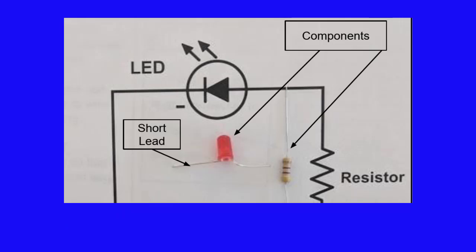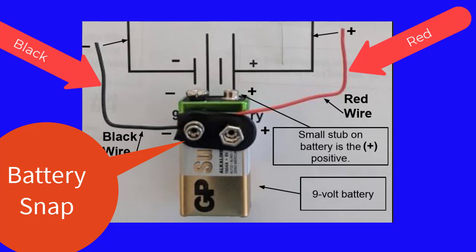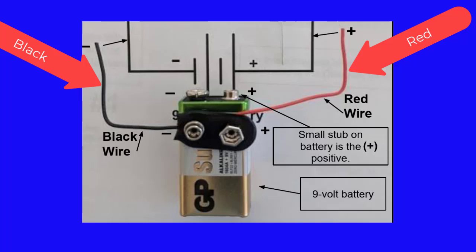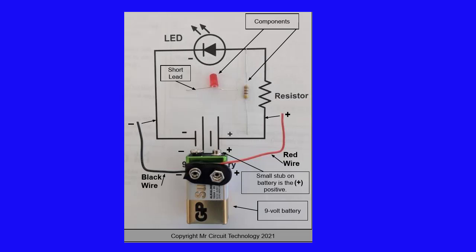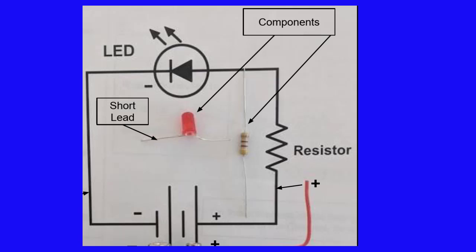Now let's look at the battery snap. It has two wires, red and black. As you know, the black lead is the negative. That black lead needs to be connected to the cathode of the LED. So you see here we position the battery snap to show the black lead going to the cathode side of the LED.